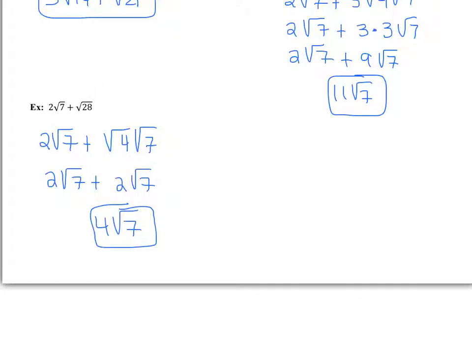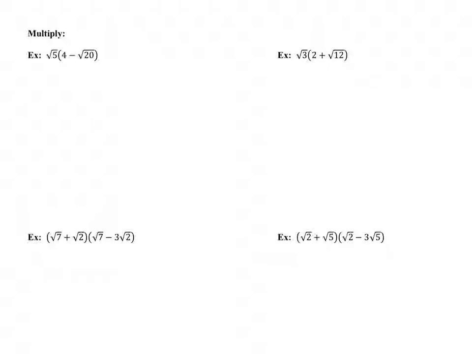On the last example, you already have 2 radical 7. 28 can be split up into 4 and 7. The square root of 4 is 2. So now you have like terms because they both have a radical 7. Add the coefficients. 2 plus 2 is 4. Keep the square root of 7. 4 radical 7. So in this first example, you're going to be distributing.